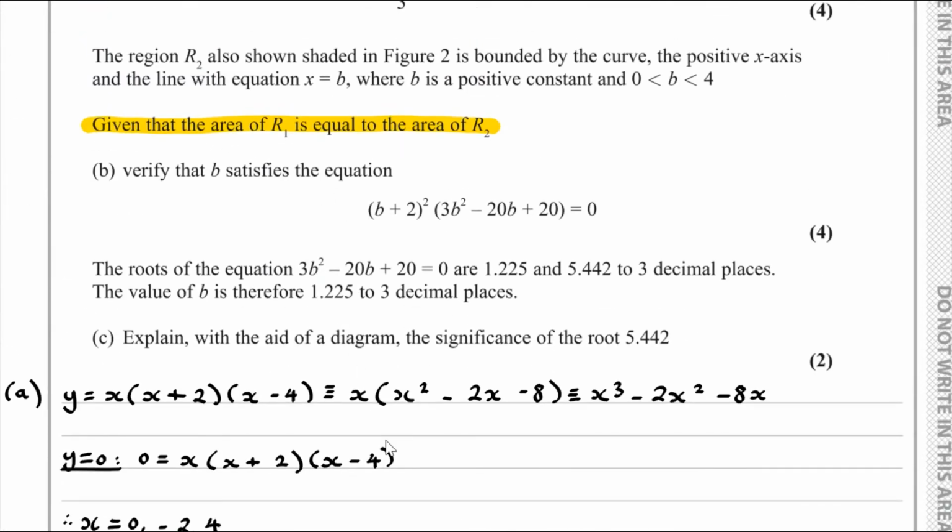Okay, so now for part C, the roots of the equation 3b squared minus 20b plus 20 equals 0 are 1.225 and 5.442 to 3 decimal places, and the value of b is therefore 1.225 to 3 decimal places, and we have to explain with the aid of a diagram the significance of the root 5.442. Okay. Now this is actually quite a difficult question to think about.